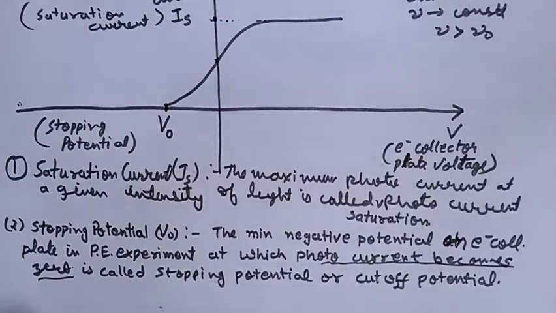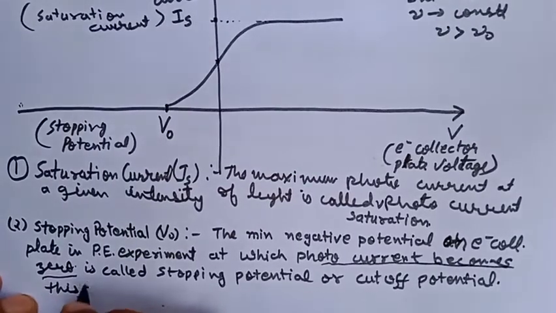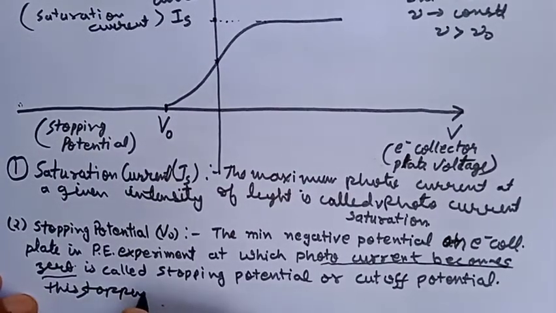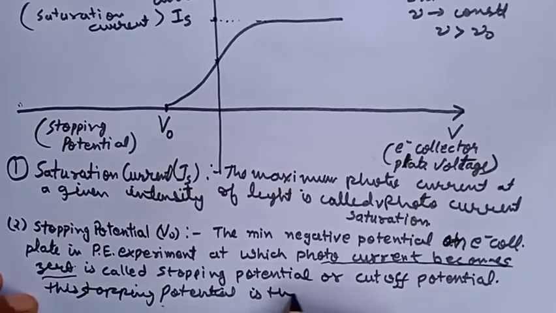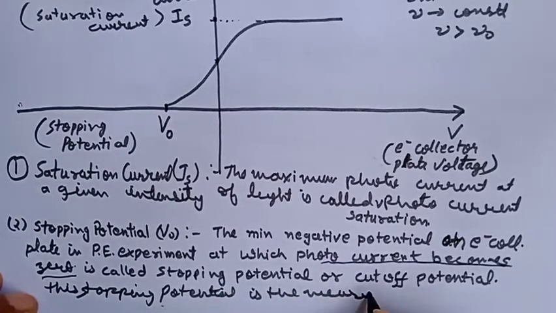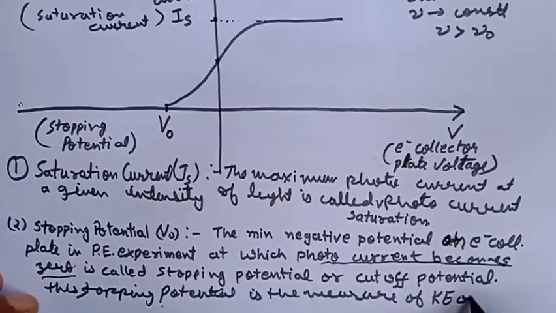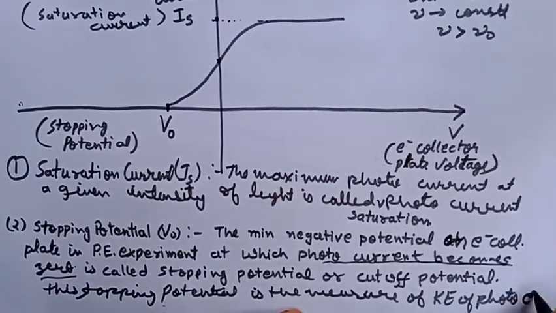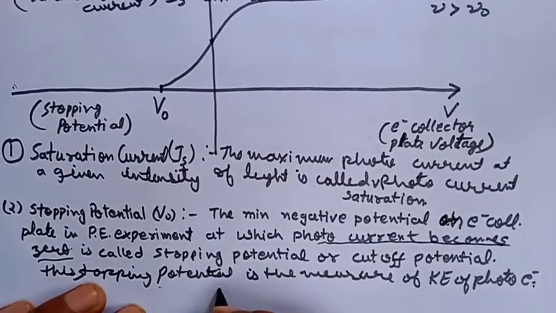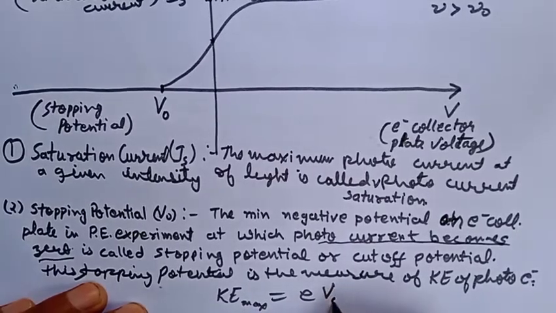So one more thing, this stopping potential is the measure of kinetic energy of photoelectron. That is, kinetic energy maximum is equal to eV naught.